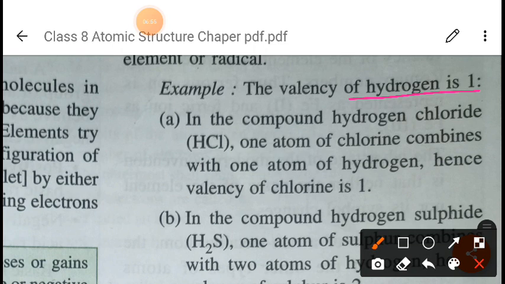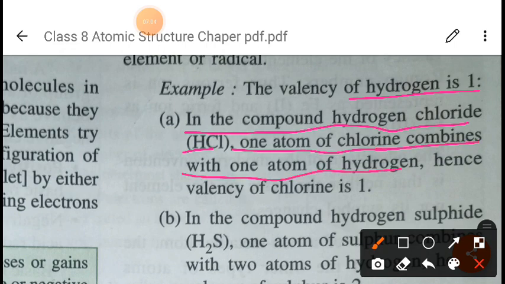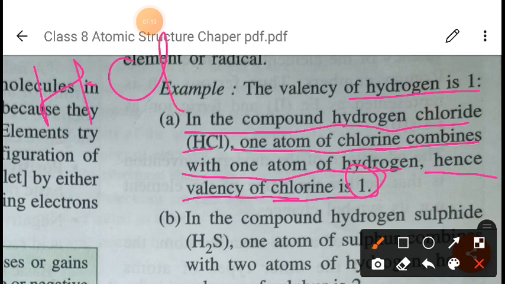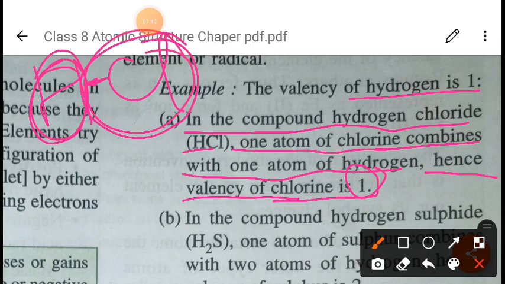How? We know that in a compound of hydrogen chloride, HCl, one atom of chlorine combines with one atom of hydrogen. That is why we can say the valency of chlorine is 1, because in HCl one electron is shared by hydrogen and one electron is shared by chlorine. That is why in this case the valency of chlorine will be 1.